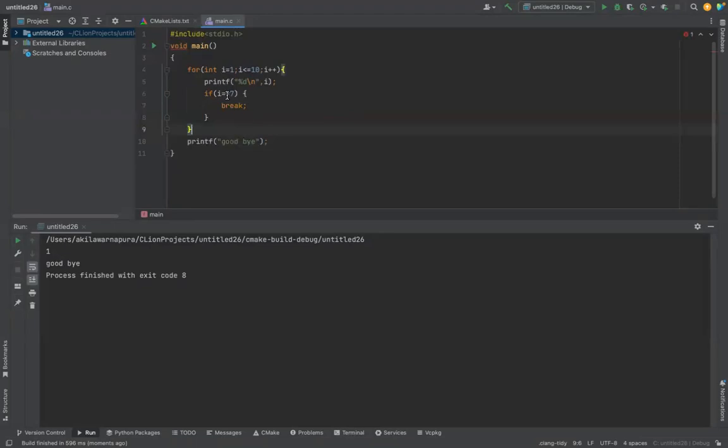Okay, when it comes to 7, first it prints the 7, after that it never goes to the 8 and terminates. After that it prints goodbye. So 1 up to 7, after that goodbye.